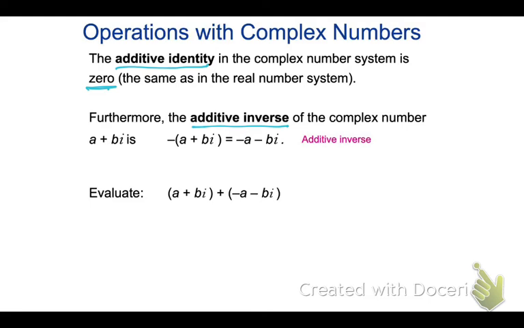Okay, evaluate a plus bi plus negative a minus bi. What's your answer? 0. Because I would subtract a, yes, and subtract bi, and I would get 0. We're combining like terms, we're not solving. Could I solve this just like an algebra equation? Yes.